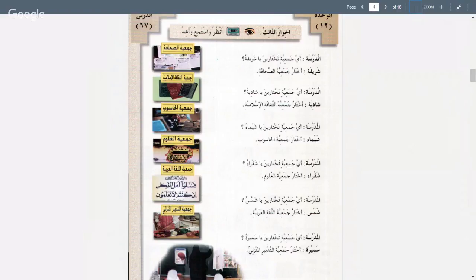Very good. Okay. So, which club did Sharifa want to belong to? Samira, Shams, Shaker, Shaymat, Sharifa: Al-Sahafa, the reporter. The newspaper club. What about Shakra? Shakra, Jamiyat Al-Ulum. Good, the science club. That's cool. What about Samira? The housekeeping, home economics. Very good.